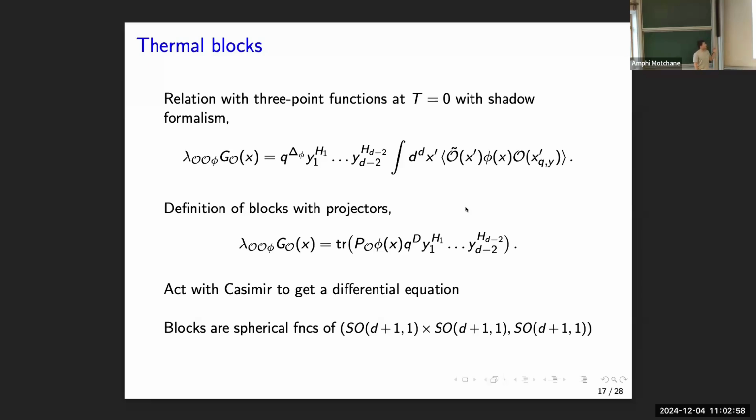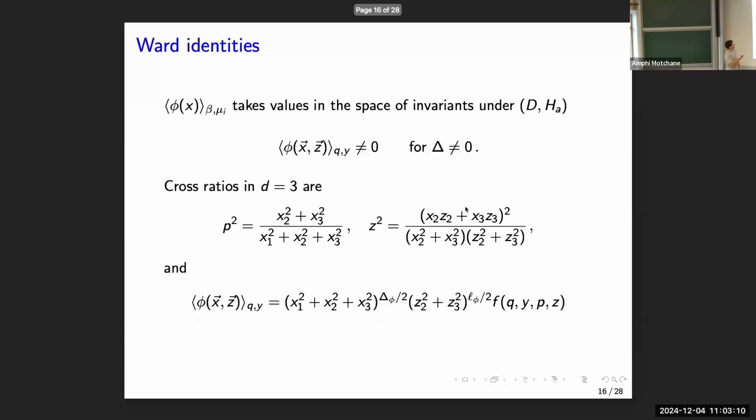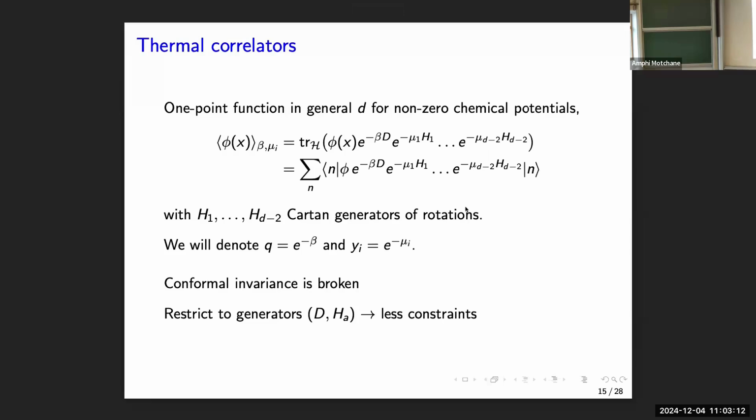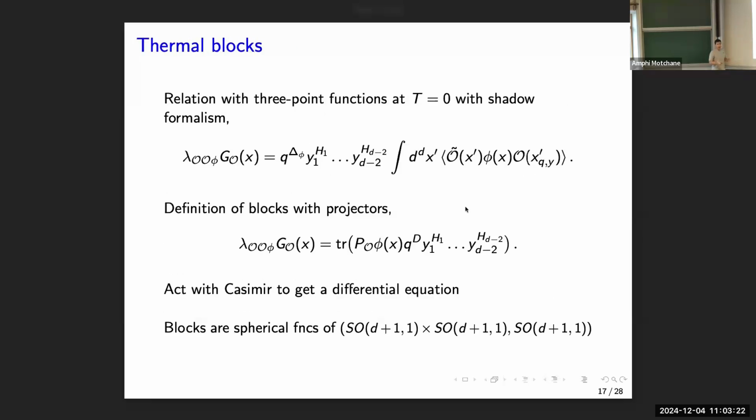This integral is just the shadow transform. When you do the trace, you use the state-operator correspondence, so instead of putting n and n, you can write it as a shadow transform of the shadow of n and n on the other part. Everything is well defined and convergent, so in principle you should be able to do that. Probably we didn't spend enough time to do it.